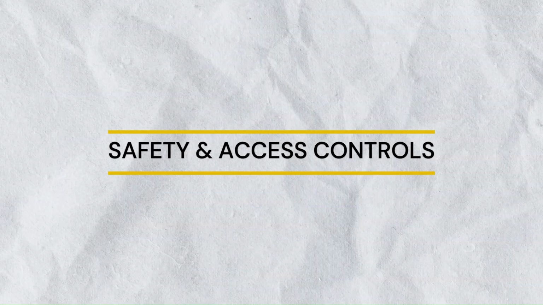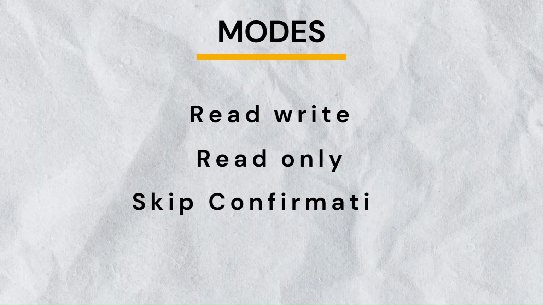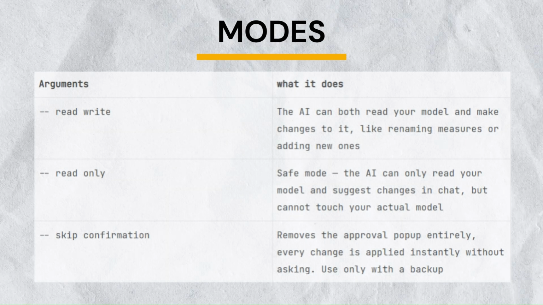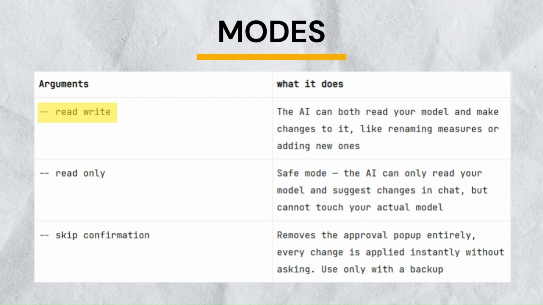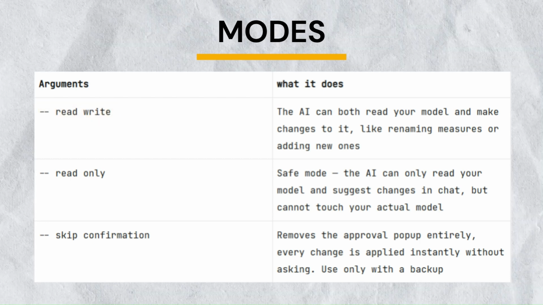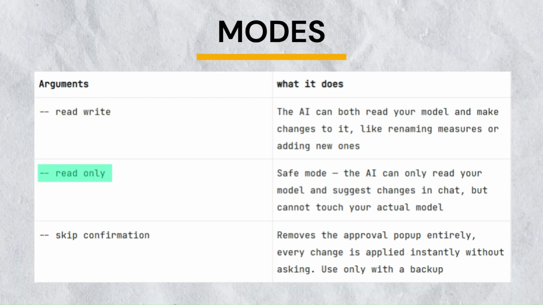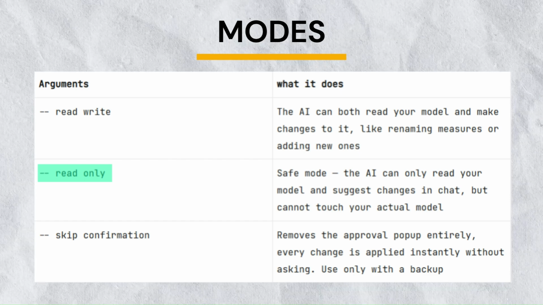Let's talk about safety, because this tool can directly change your model, so it's worth knowing exactly what controls you have. There are 3 modes: read-write, read-only, and skip confirmation. Read-write is the default mode. The AI can read your model and also make changes to it, like renaming measures or adding new ones. Read-only does exactly what it sounds like. The AI can only read your model and suggest changes in the chat, but it cannot touch your actual model at all.